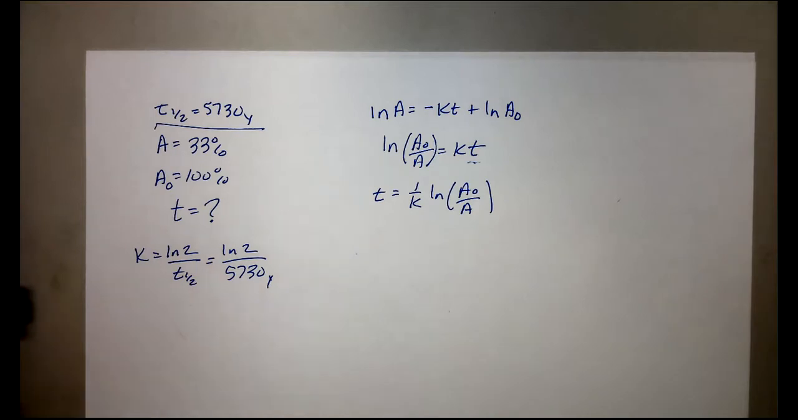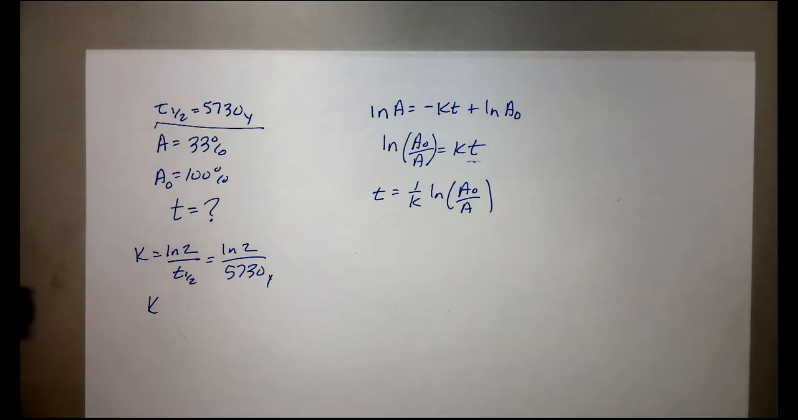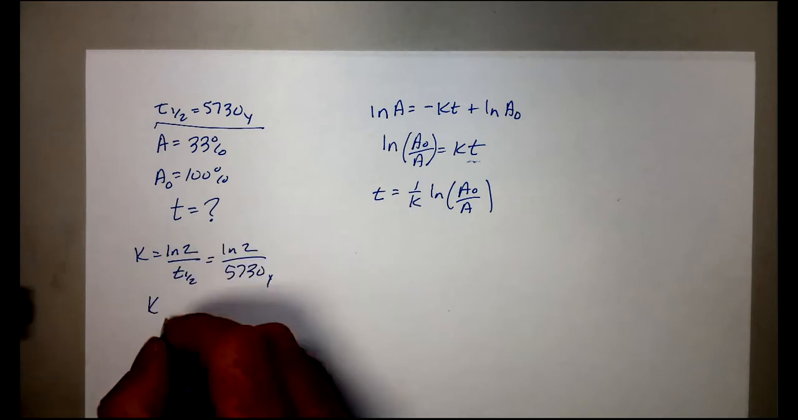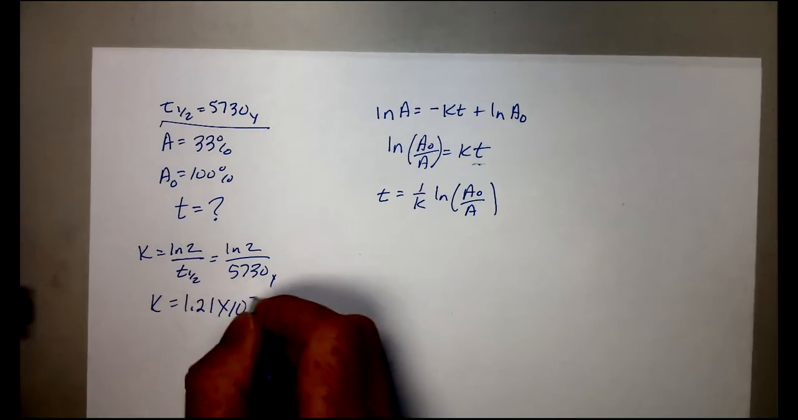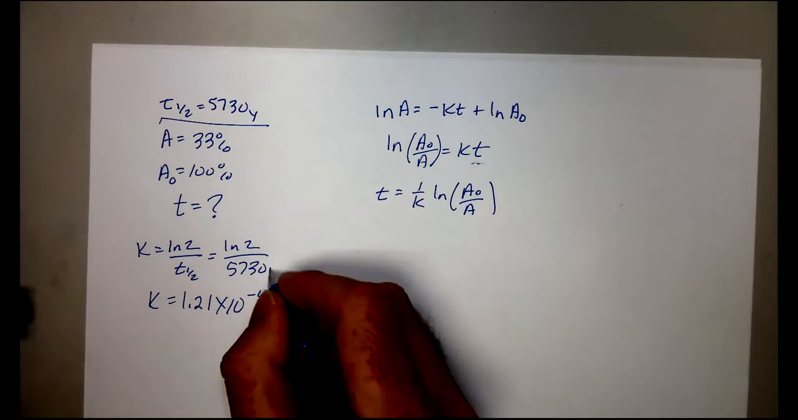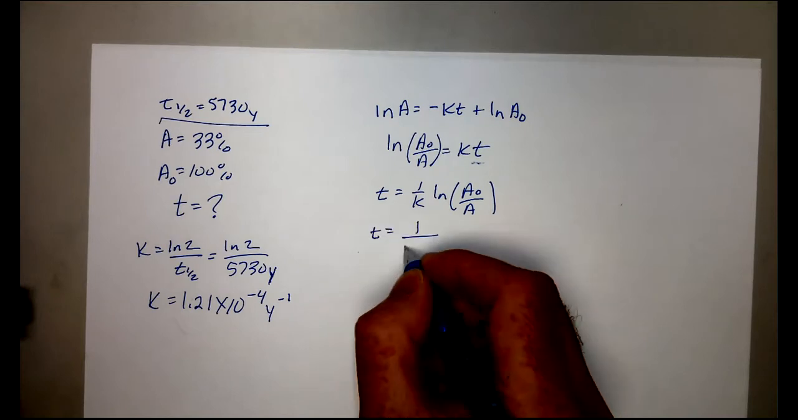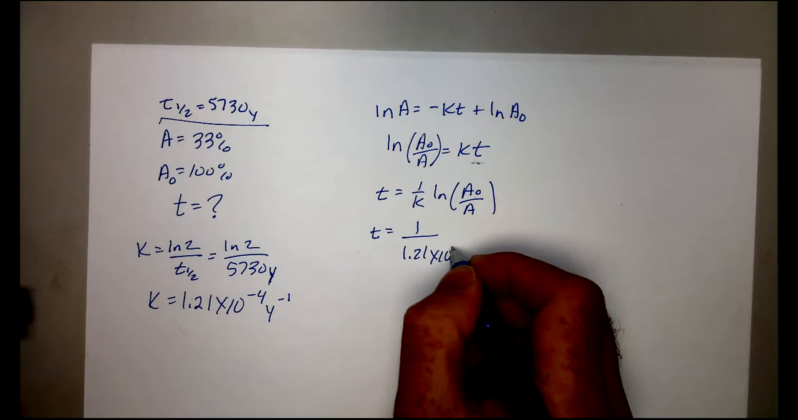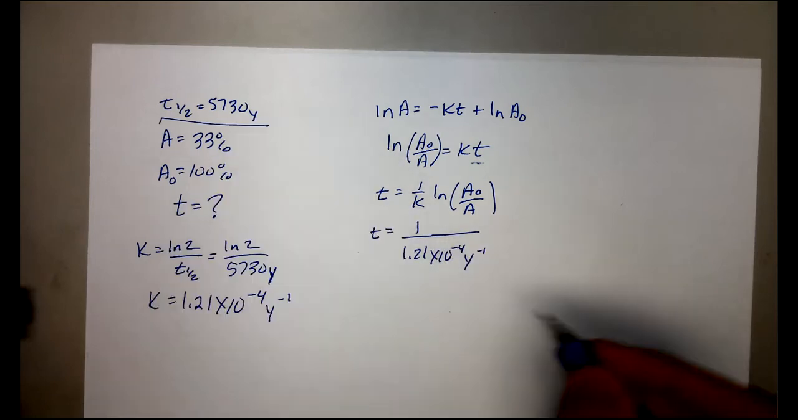So ln 2 divided by 5,730, k, we're going to put that in scientific notation, is 1.21 times 10 to the negative fourth years to the minus 1 power. So now we can plug and chug. It's a small number, but that's okay. It's going to go with a long half-life.